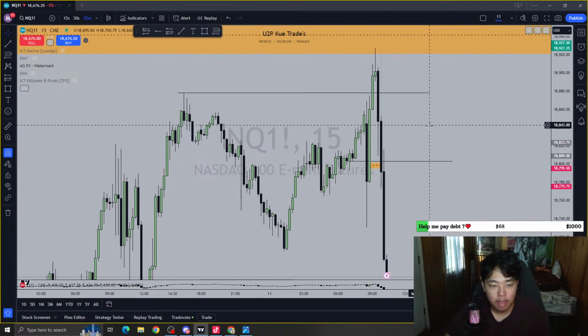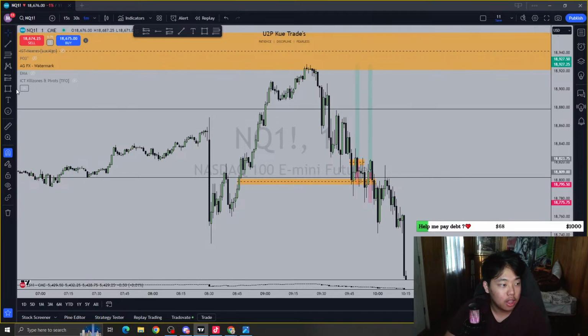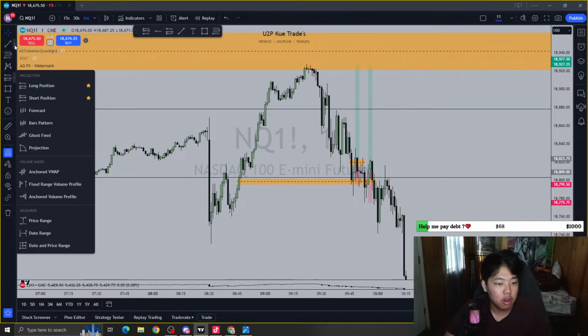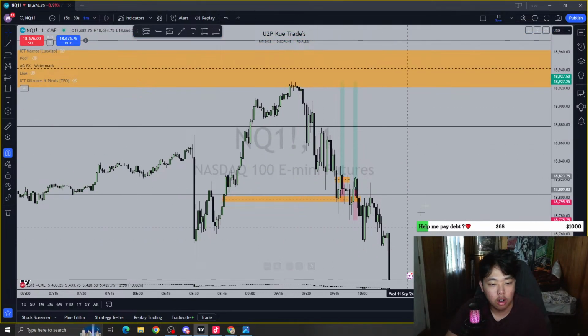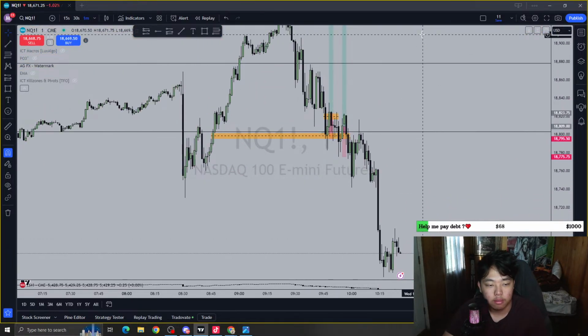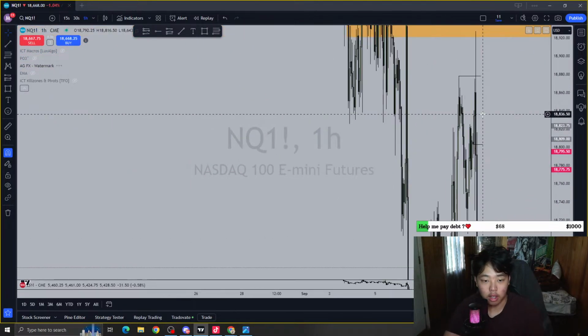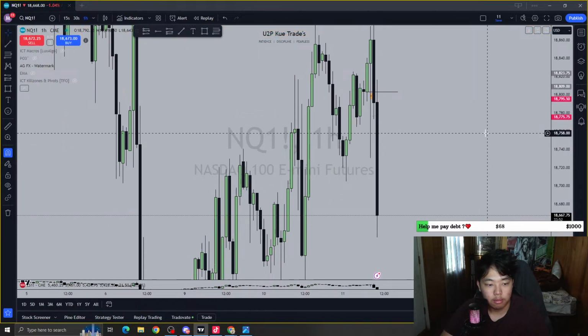And whenever we were slowly coming down, I thought we were going to start a market maker buy model, because this would have been the sell side of the curve, buy side of the curve. Maybe I could have waited for more displacement here, but it's all in hindsight now.